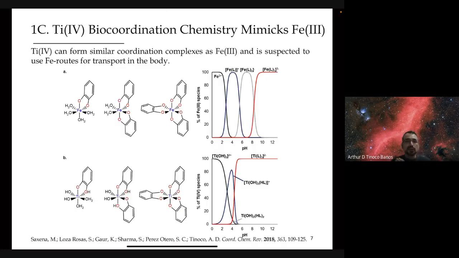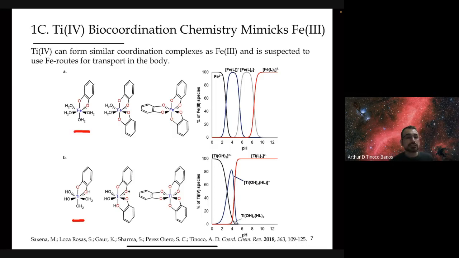All right, but something that I really want to communicate is that there is a similarity, it is not exact, between the biocoordination of titanium and of iron. And here's a representation of the similarity, but also some interesting differences between how titanium can bind to catechol. We talked about catechol as a metal binding moiety that you find in siderophores. So we're looking at the catechol ligand as it speciates with titanium, and then how it speciates with iron.